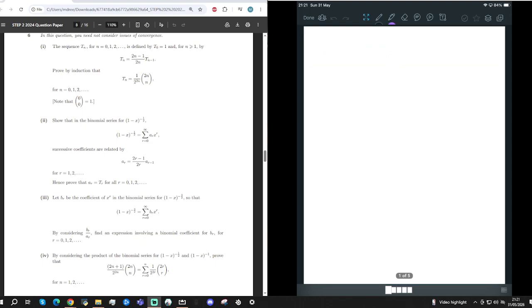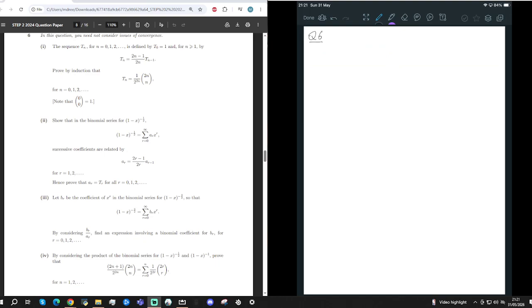We are still doing the 2024 Step 2 paper, and we are now looking at question 6, still within the pure section of the paper. This question is talking about what appears to be a binomial expansion style question. Scanning through, we can see part II, we're expanding out a particular series. And even in part I, we have the binomial coefficients or the Pascal coefficients in the answer there.